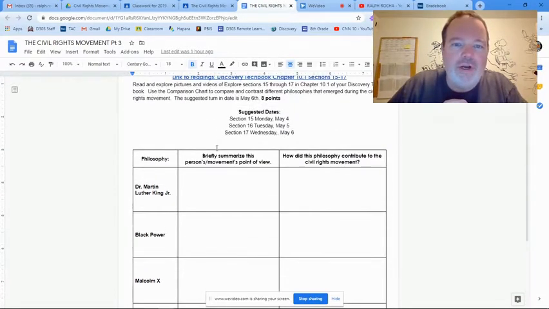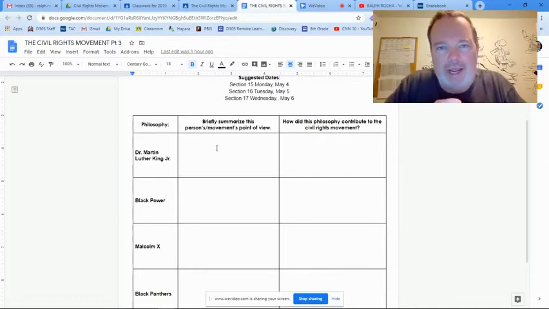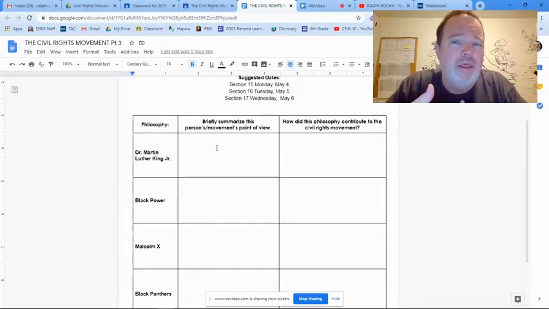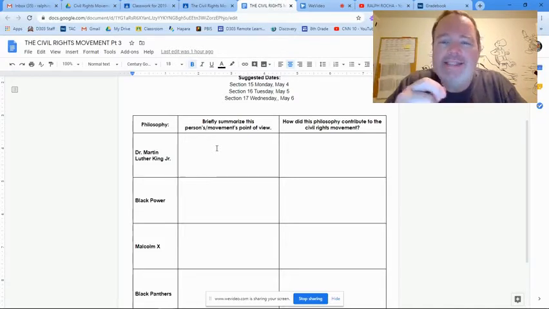What you're going to do for each one of them is you're going to briefly summarize what this person or movement's point of view is. It meaning what was it that they thought about the civil rights movement. And then the second part is how did this contribute to the civil rights movement? What did it bring to help bring about civil rights? Okay, so that's this project in a nutshell.